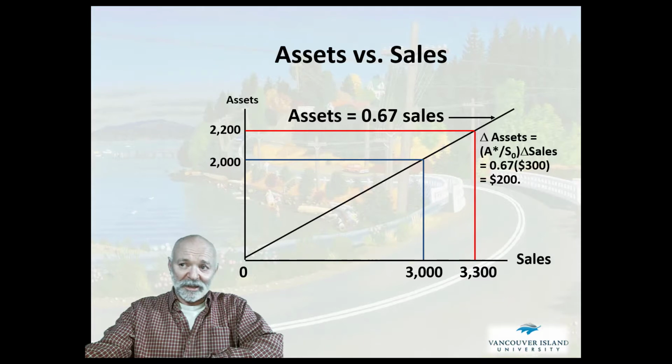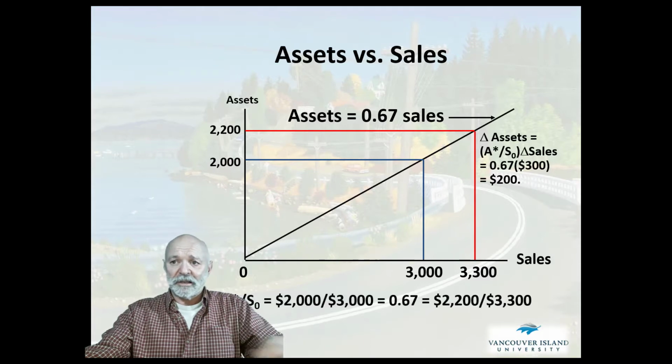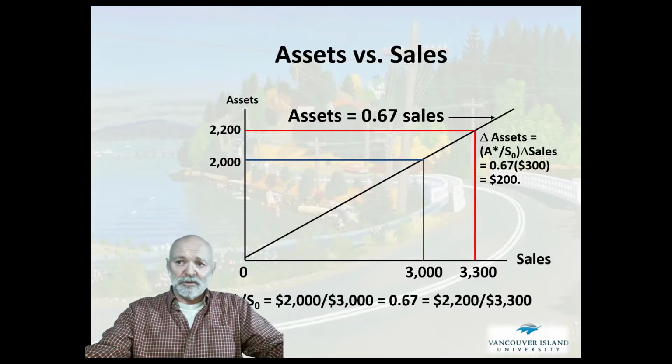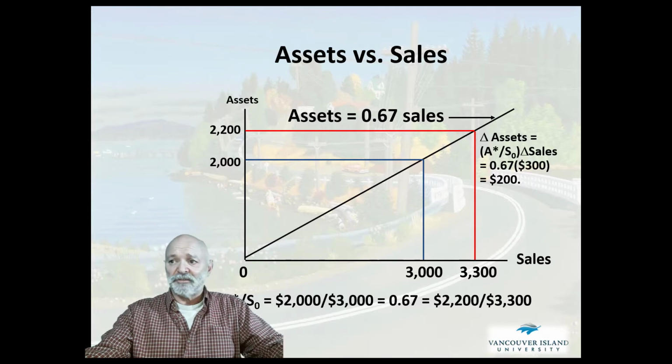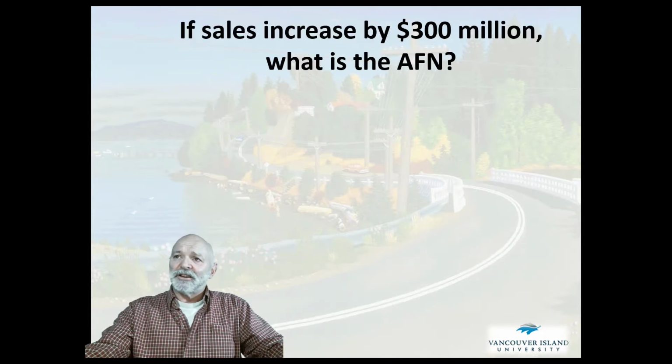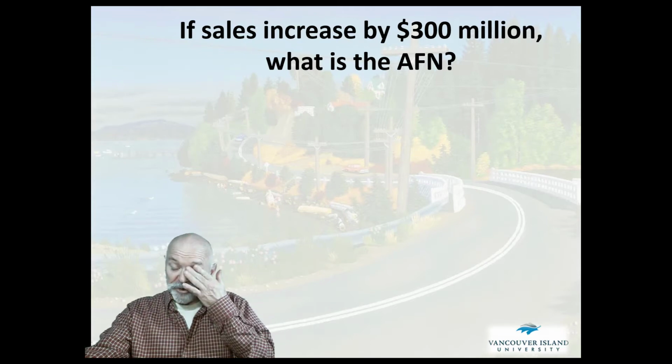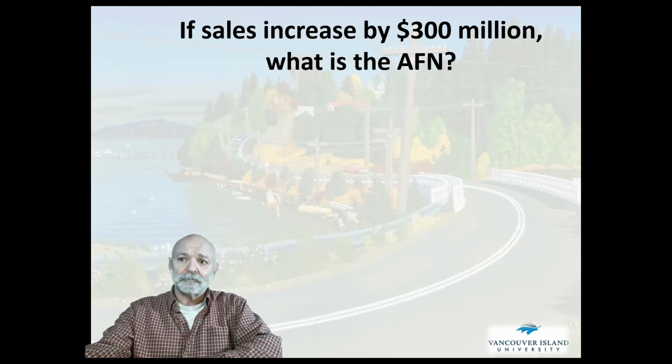If we want to check that to make sure that that's right, we can see that our original value, 2 million in assets divided by 3 million sales, gives us 0.67. 2.2 million, the forecast assets, divided by 3.3 million, the forecast sales, also is 0.67. So that looks like it works. If our sales are going to increase by $300,000 then, what is the AFN?